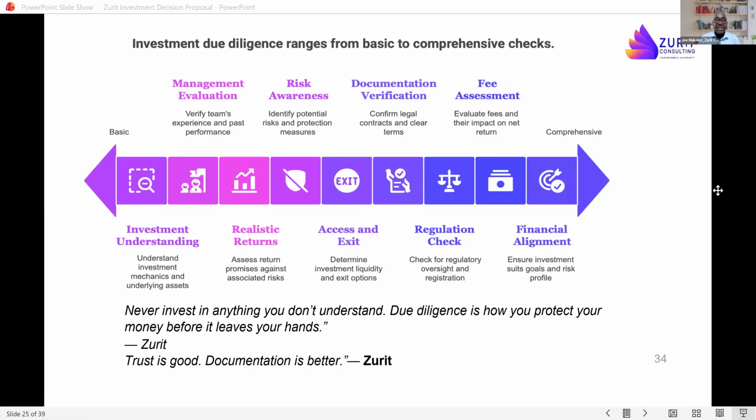And the most important thing, if you look at the middle block there, it talks about exit. How will I get my money back? And how will I be able to exit this investment I have done? So that is the most important thing when you're doing your due diligence. Can I access and can I exit, even as I give out my money?